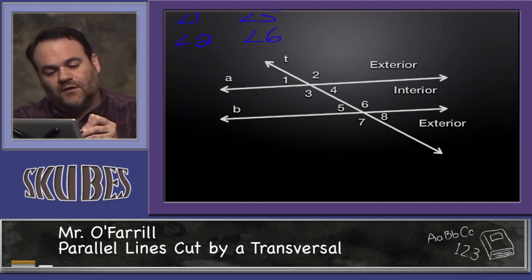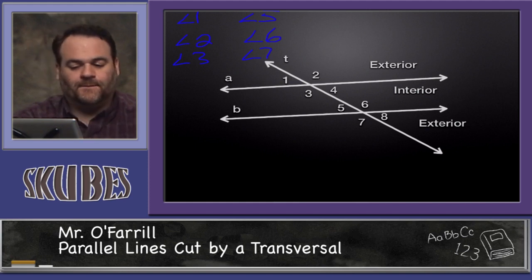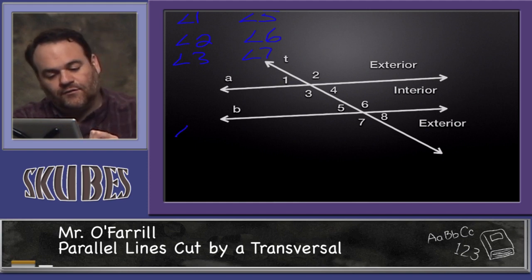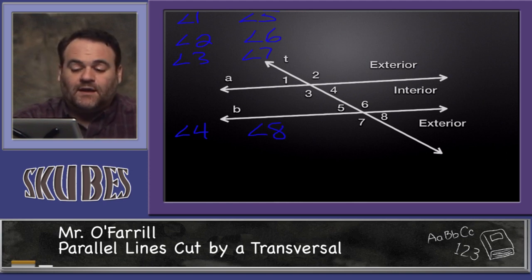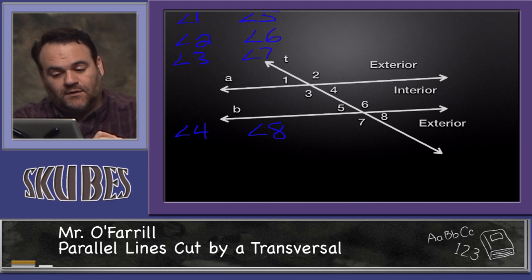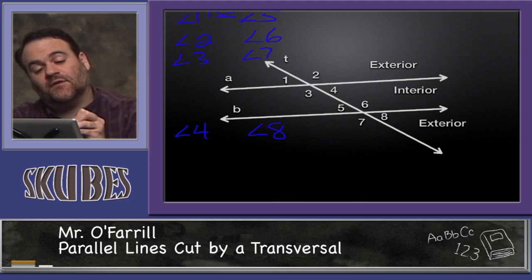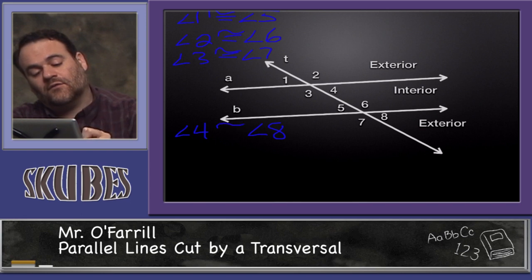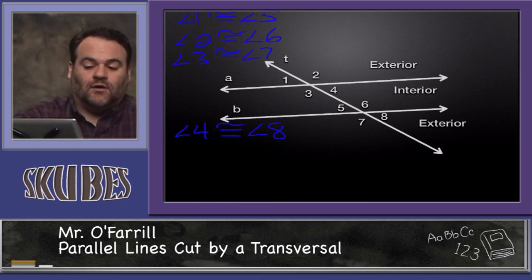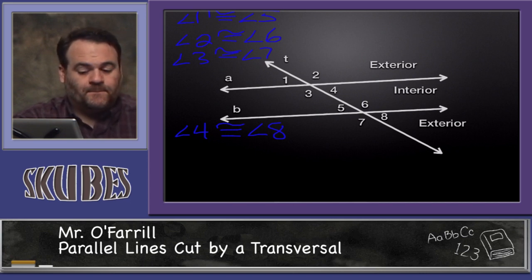Other corresponding angles include angle 2 and angle 6. It also includes angles 3 and angle 7. We also can look at angle 4 and angle 8. And finally, we can also look, oh no, we've already done all of them. That's it, 4 pairs. And just like the last two that we talked about, these corresponding angles are congruent, meaning they have the same measure.